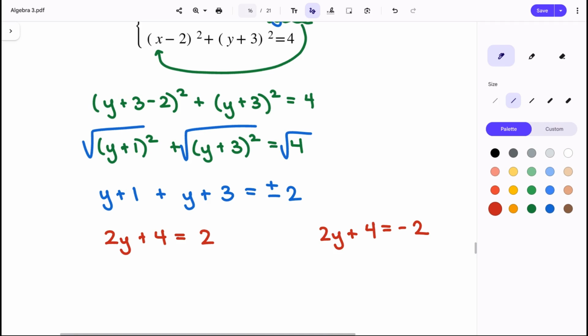Because I'm still looking for 2 answers here. What would the y's come out to be? So 2 minus 4 would be negative 2, right? Divided by 2 would be negative 1.